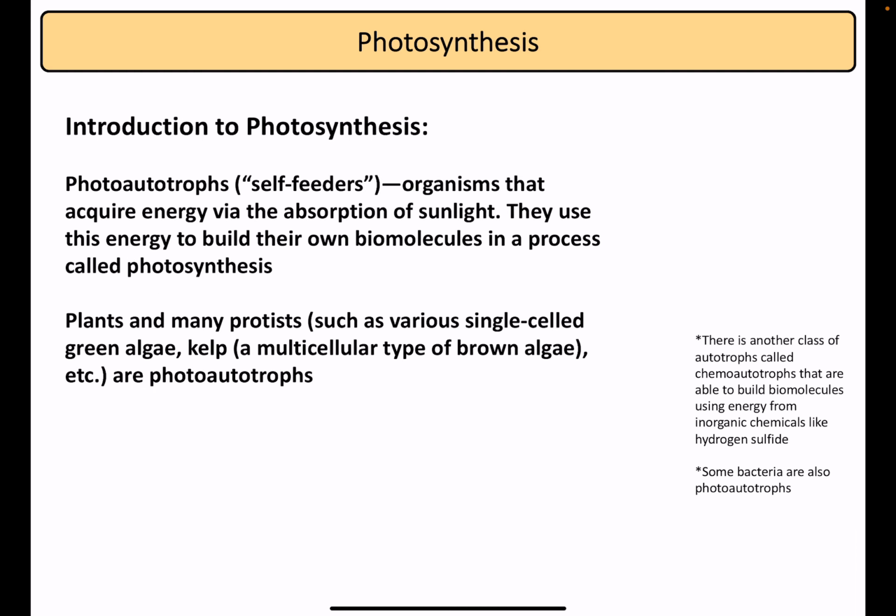And we have a name for the specific type of organisms that can harness the power of the sun to build their own food. We refer to them as photoautotrophs. Autotrophs meaning the organism can build their own food. Photo referring to sunlight. So we're saying that they use sunlight to build their own food.